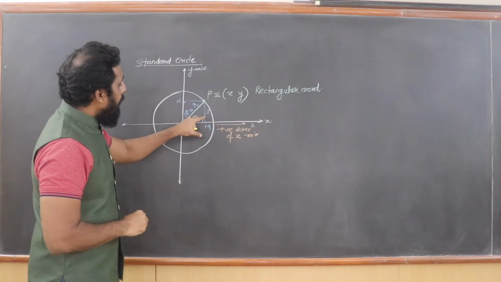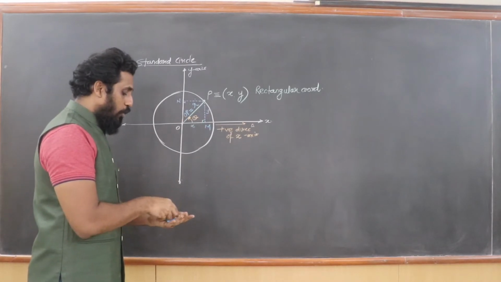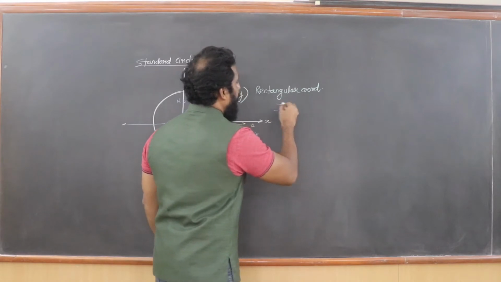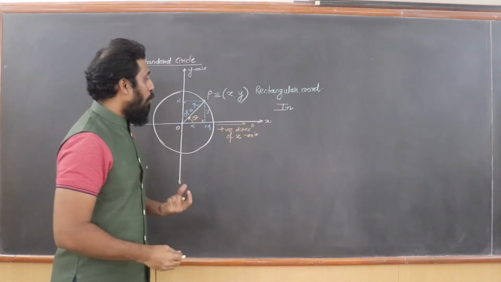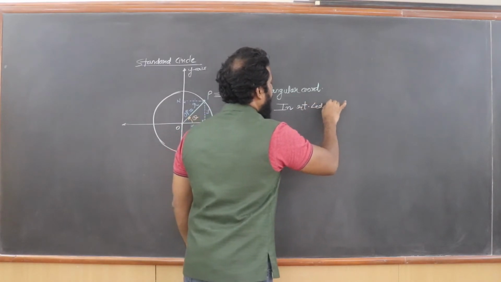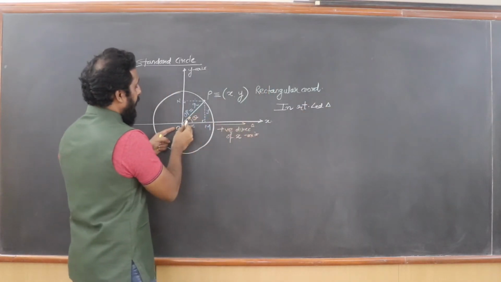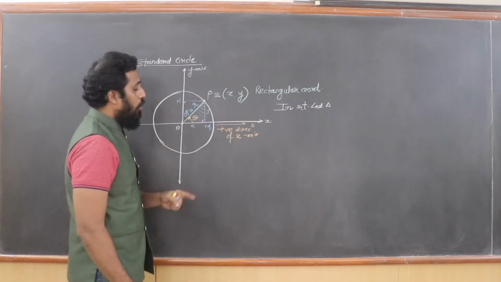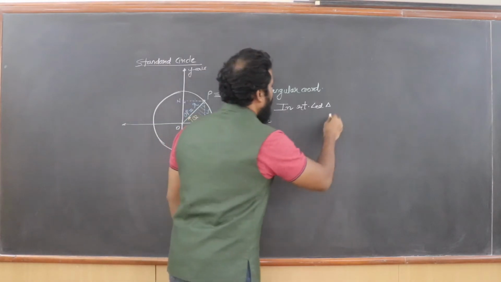So I'm going to get the values of x and y. If I try to get the values of x and y, I'm going to make use of trigonometry. Let's take the help of trigonometry. So in a triangle, or better I should say in a right angled triangle. So there is a right angled triangle. Look at this. This is the right angled triangle that I'm focusing on. Triangle OMP is the name of the triangle.